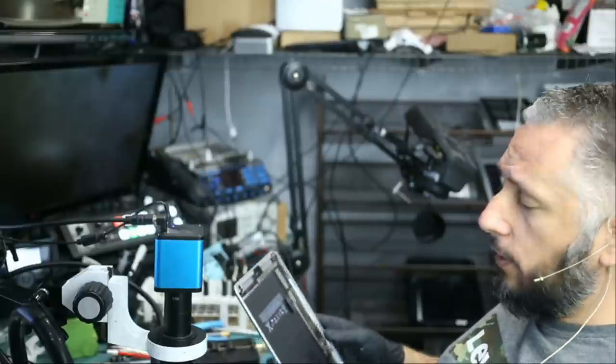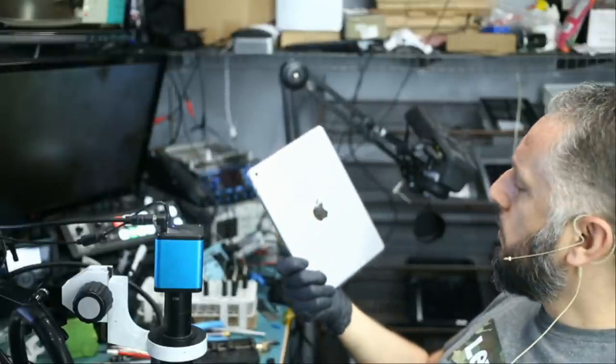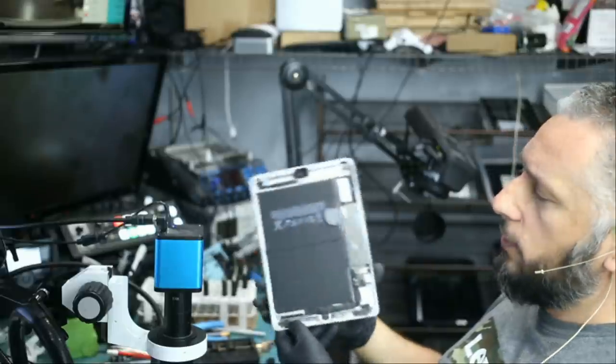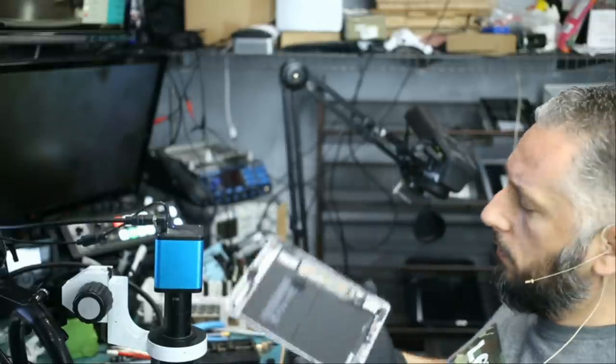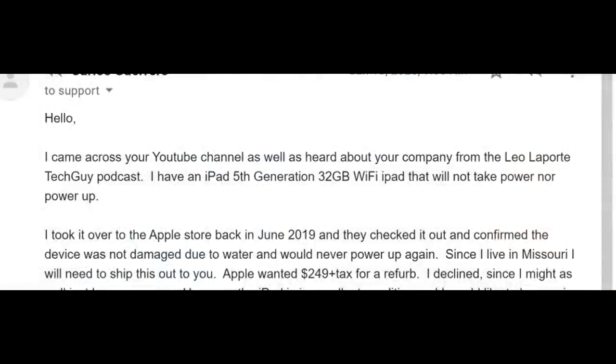In this video, we're gonna be working on this tablet that was mailed in to us, A1822. I just removed the LCD digitizer. This is the one with the fingerprint button. And here's what Carlos wrote.